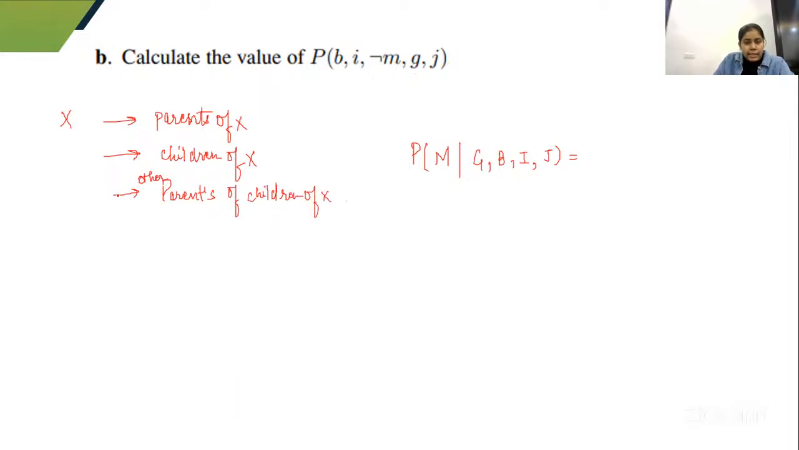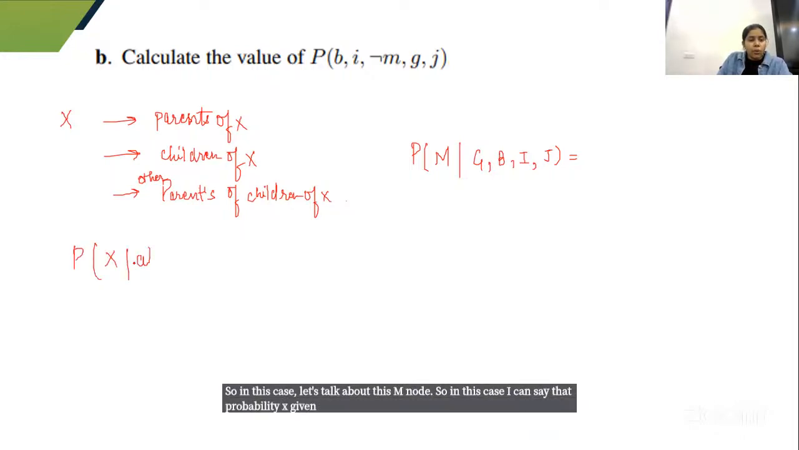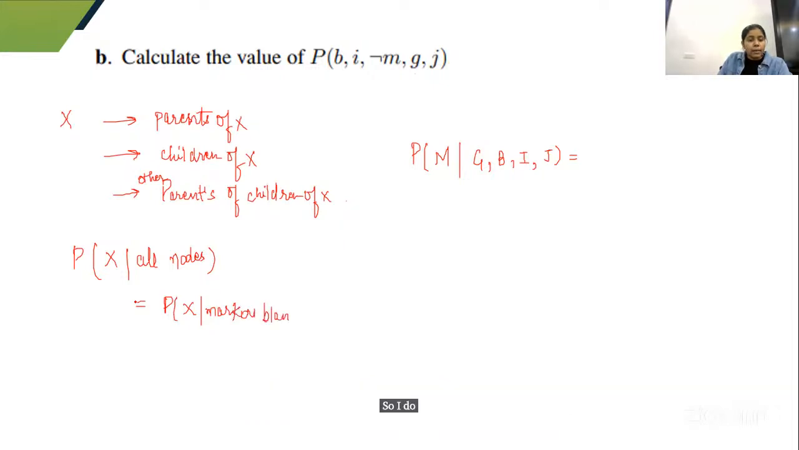So in this case, let's talk about this M node. I can say that the probability of X given all nodes, all variables, is equal to the probability of X given its Markov blanket. So I do not have to consider all the nodes here: only the parents of X, the children of X, and the other parents of the children of X.